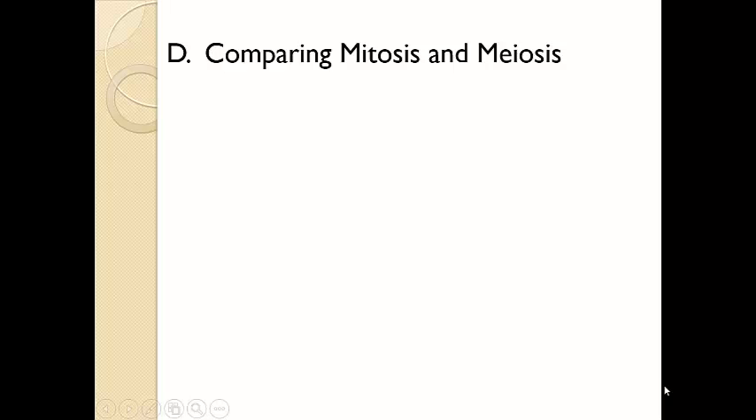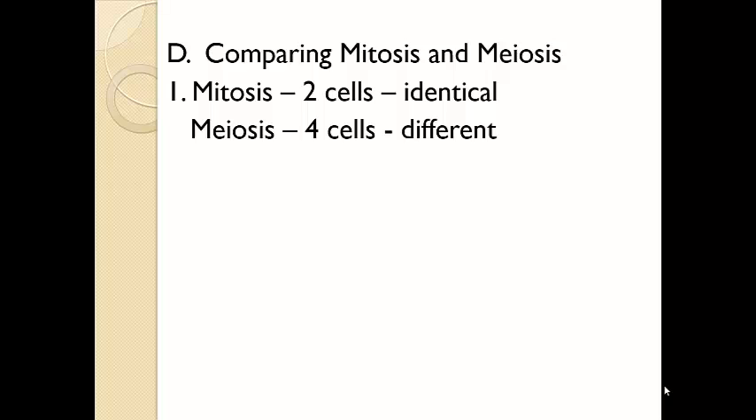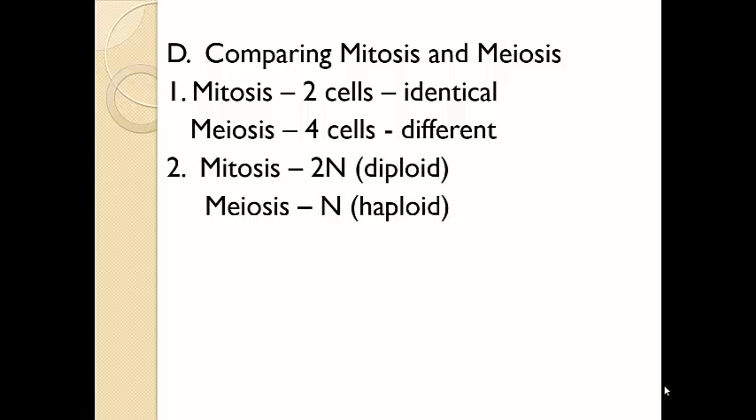All right, we're going to end this unit on mitosis and meiosis by looking at how they are different. So we already know that mitosis makes two cells, and each of those cells are identical to each other. And meiosis does not make two, it makes four cells. So meiosis makes four, and they are all genetically different. So we have two differences there, 2 versus 4, identical versus different. And then if we take a look at the number of chromosomes that they contain, we find another difference.